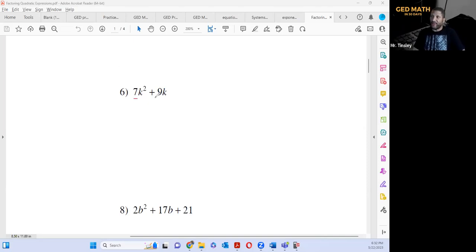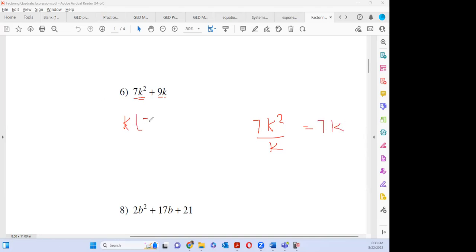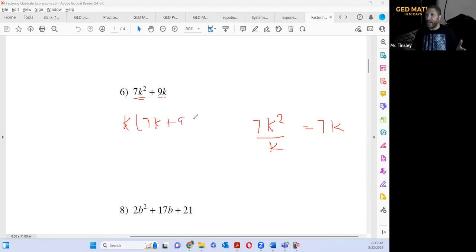So we look at the 7 and we look at the 9. There's no number that can go into 7 and 9, so I can't pull anything out. If I look at the k squared and the k, I can pull out a k. So I pull out a k, and then you're doing 7k squared divided by k. Remember, exponent rules, you're subtracting exponents with the same base, 2 minus 1. This is 7k. You got 7k plus 9. That's how you would factor that expression right there.